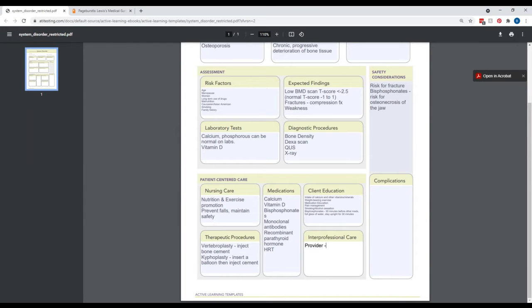I put our provider is going to order our medications that are appropriate for a patient. I think nutrition can be involved, exercise, we might get PT involved, right? What are some complications of osteoporosis?